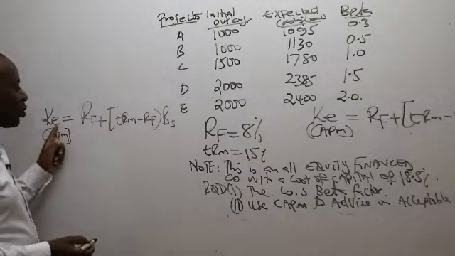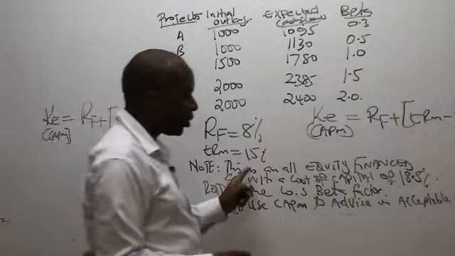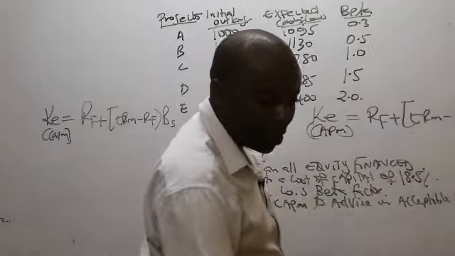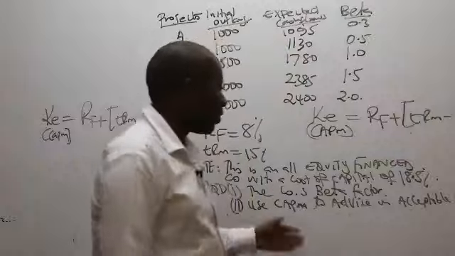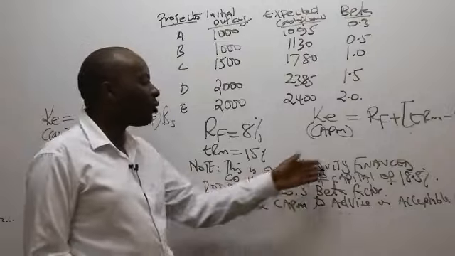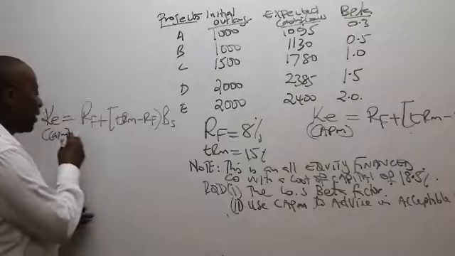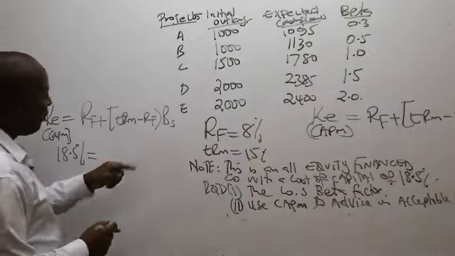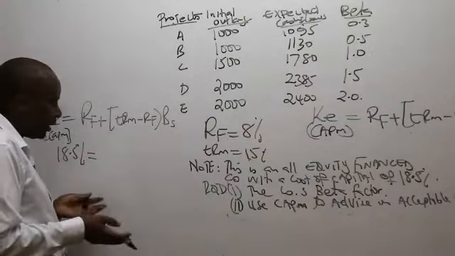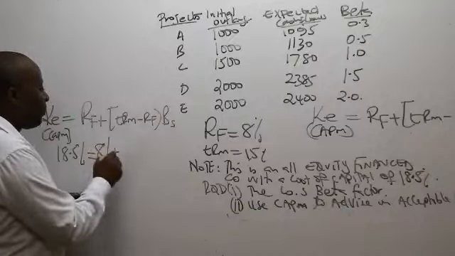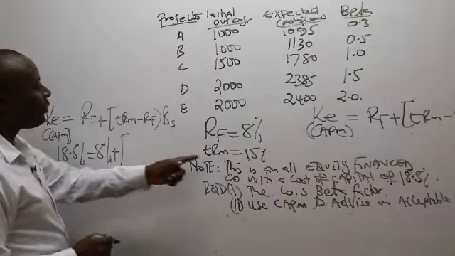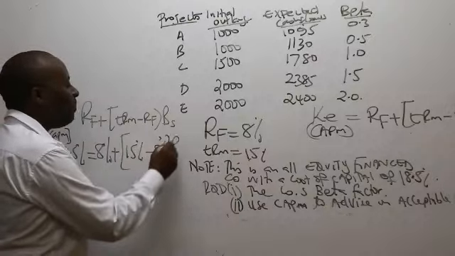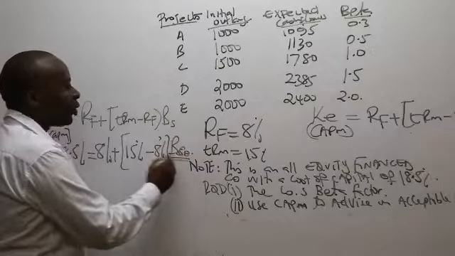So, ladies and gentlemen, they have given us the cost of equity. This is an all equity financed firm whose cost of capital is 18.5%. So cost of capital has been given here, 18.5% equals risk-free. We know. If you want, you can put the percentages or you leave them. I like leaving them out. So we have 8% plus ERM, the expected return of the market, we have it. 15% minus 8% multiplied by beta of the company that we do not know.